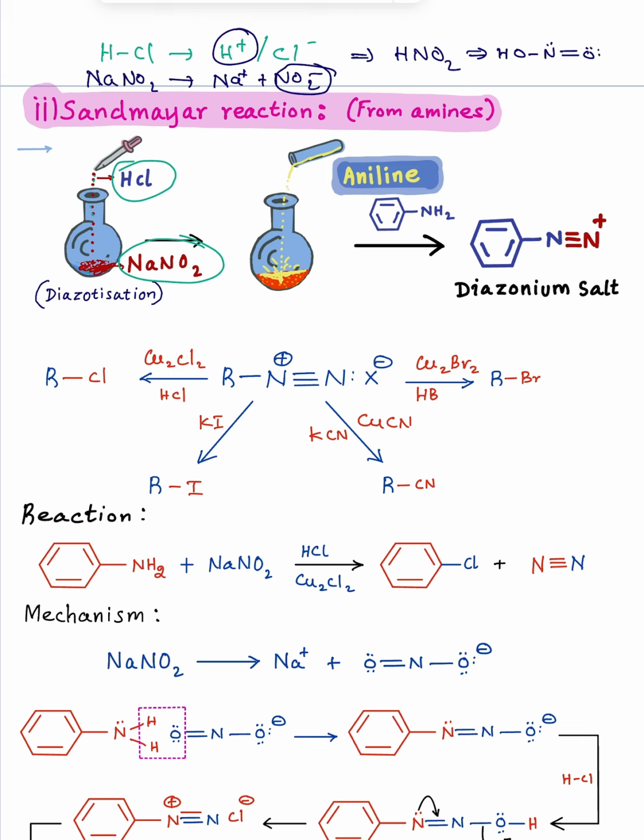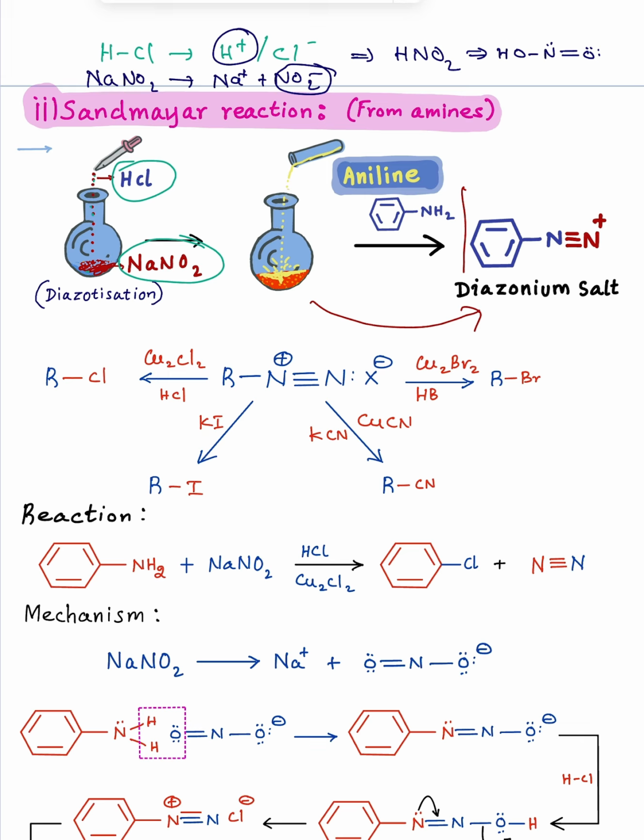So once you get the nitrous acid, you will add the aniline derivative. This particular aniline reacts with the nitrous acid, and a reddish orange precipitate appears. So it indicates the formation of what? The formation of diazonium salt. The diazonium salt is the most important derivative in order to make the aryl halide derivative.